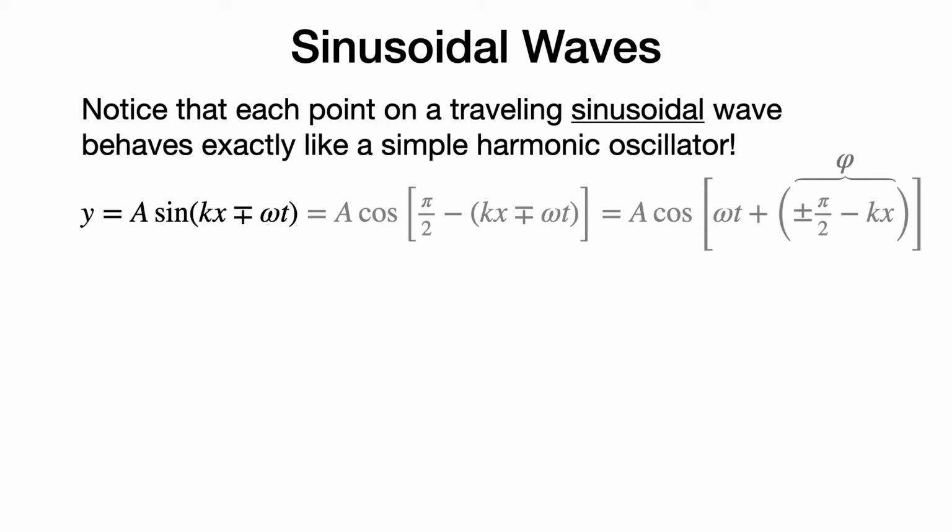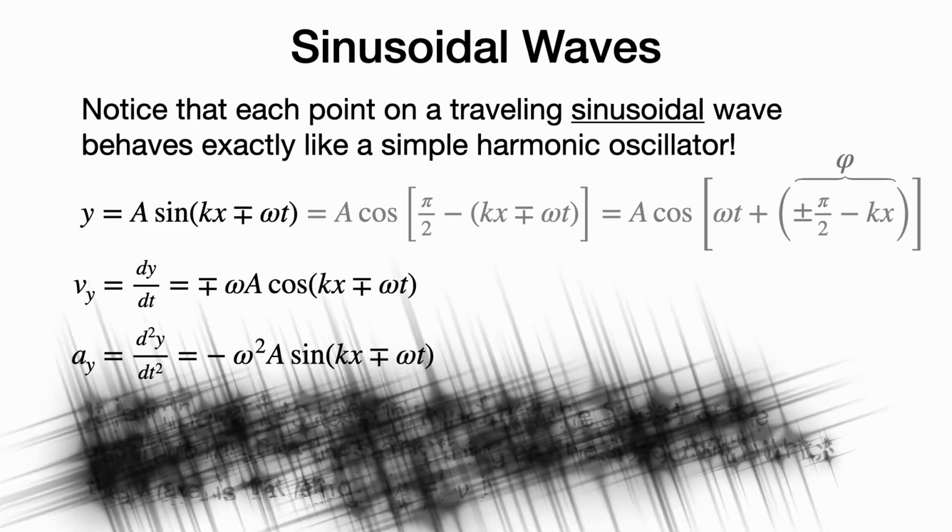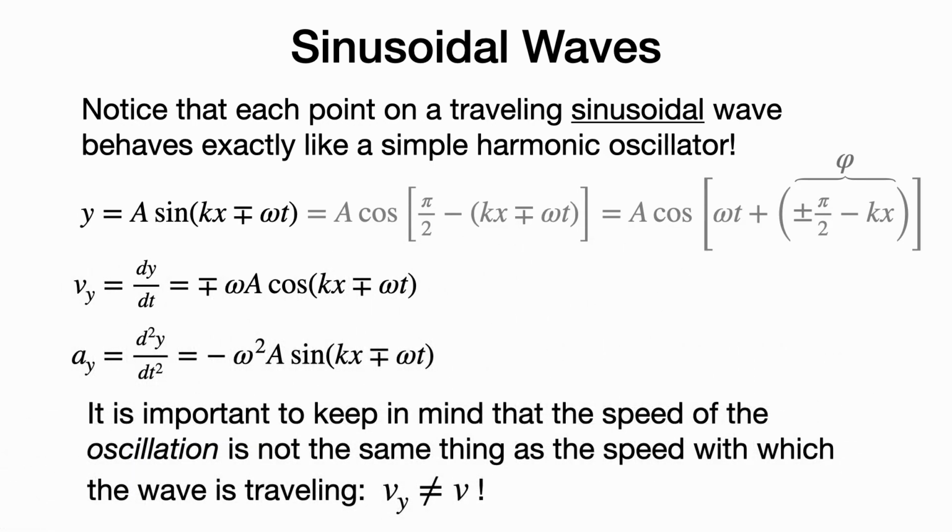We can also take the time derivatives of this displacement, just like we did for a simple harmonic oscillator, and obtain equations for the speed and acceleration of that point as it moves away from equilibrium. It's important to keep in mind that the speed of the oscillation is not the same thing as the speed with which the wave is traveling. That is, v sub y is not the speed of propagation, v. Remember that for transverse waves, v sub y is perpendicular to the direction of v itself, and for longitudinal waves, while v sub y will be parallel to the direction of v, it will not be the speed of propagation.